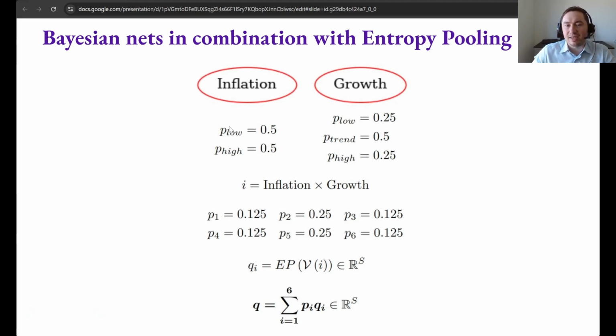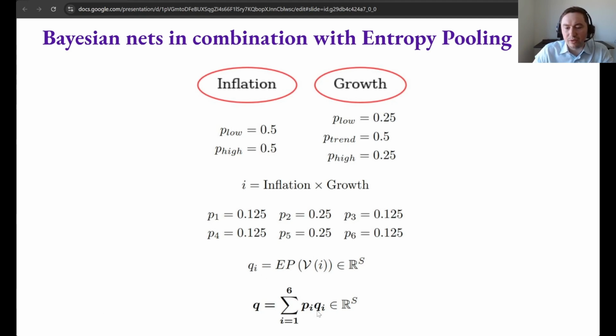But the idea is that then each of these scenarios, you can formulate it as an entropy pooling view. So this is what we show in this case. So basically then we will have 6 posterior probability vectors, and then we must multiply the joint probabilities of each of them.